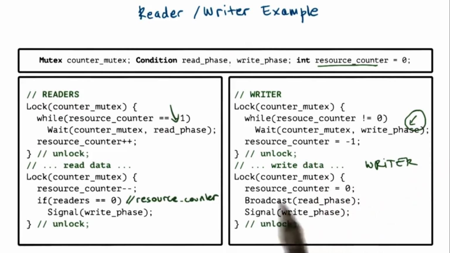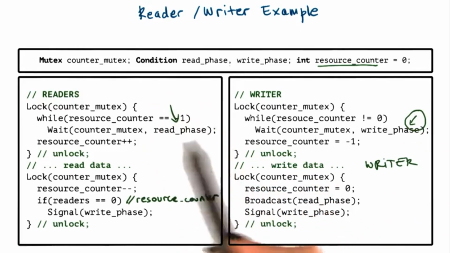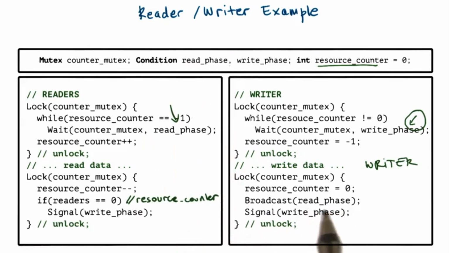So it will reset the resource counter value. It doesn't make sense to decrement. Only one writer at a time could be in there, so it's either -1 or 0. And then here in this code, we do two things. We broadcast to the read phase condition variable, and we signal to the write phase condition variable. We signal to the write phase condition variable again because only one thread at a time is able to proceed with a write operation. We broadcast to those threads that are waiting on the read phase, so potentially multiple threads will be woken up, because it makes sense.